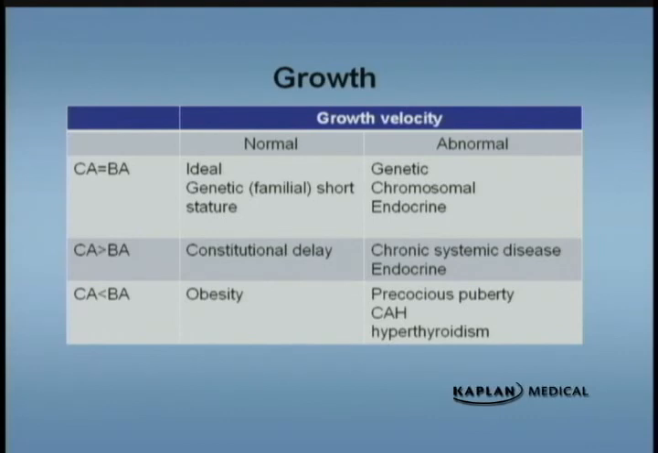And lastly, the chronologic age can be less than the bone age. In that case, it's reversed, so that the child is about 10 years old and the bone age is that of a 13-year-old. Sometimes you'll see that with obesity, and then they'll have normal growth velocity. If they have an abnormal growth velocity, think of precocious puberty, for example, or congenital adrenal hyperplasia or hyperthyroidism.